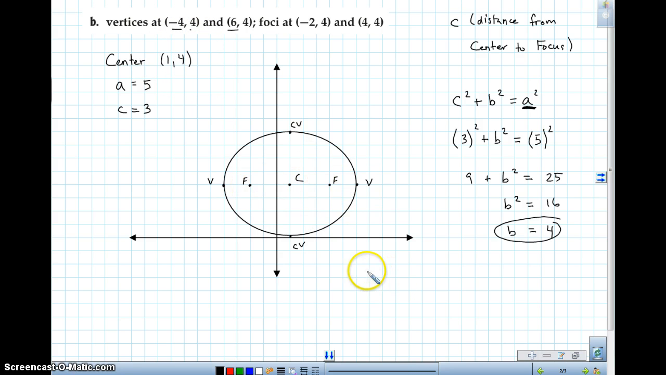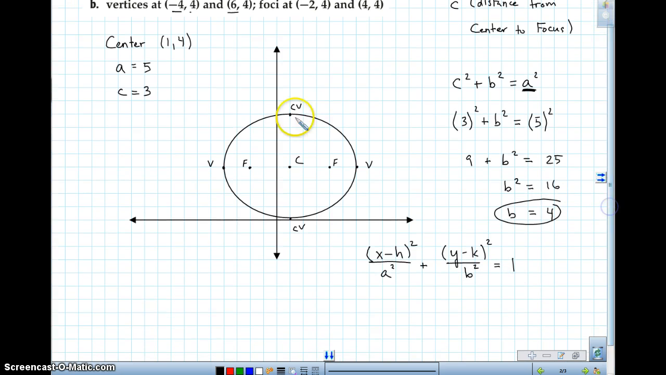So we know this is going to be using x minus h squared over a squared. The a is the largest one, it always goes with the dominant axis, and then y minus k squared over b squared. That's going to equal 1. And so since we have our center, we know h and k, we know that h is 1.